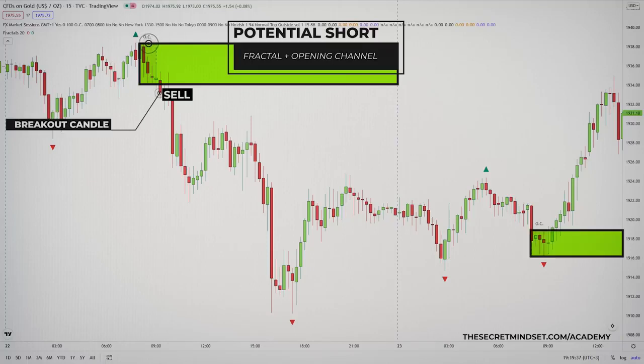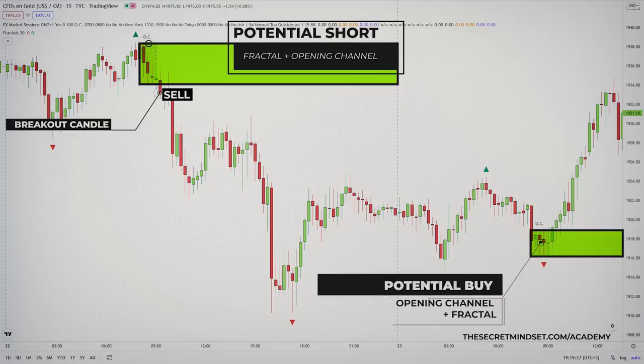Stop loss goes above the channel, and the profit target was reached with ease during the day. The next day offered us another strong signal. We have the opening channel and the fractal, signaling a potential breakout to the upside. This was our signal candle, closing above the upper line of the channel. Stop loss below the channel, and again, almost a perfect trade.